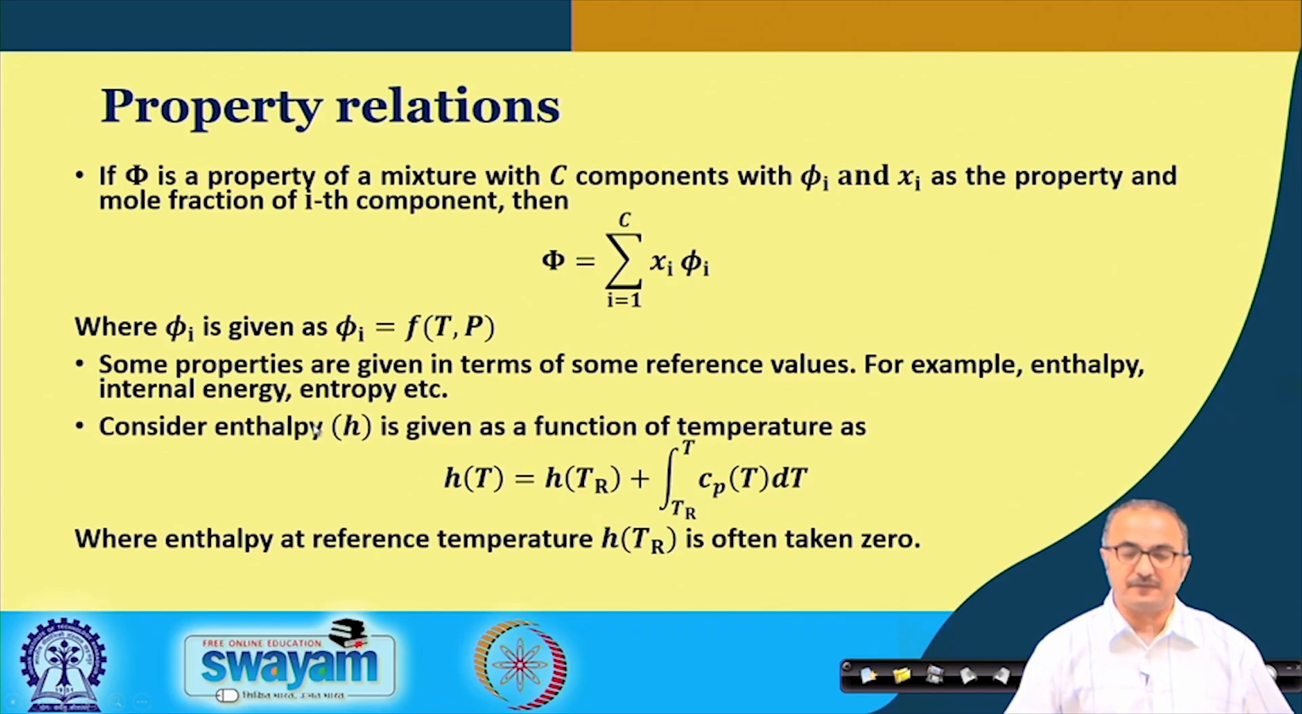Here we have for enthalpy, as a function of temperature, some reference enthalpy at some reference temperature Tr, and the rest is the integral from the reference temperature to the actual temperature at which we want to find the enthalpy, and this is Cp dT, that is, the specific heat at constant pressure times dT. This is a generalized expression to find the enthalpy variation with temperature, and many times this reference enthalpy is taken to be 0.